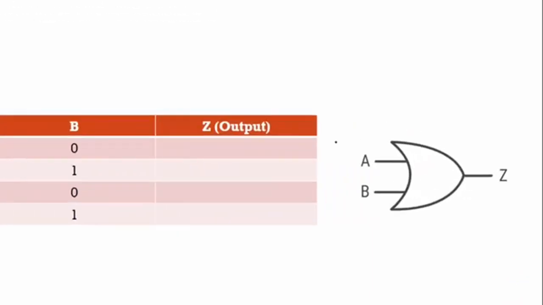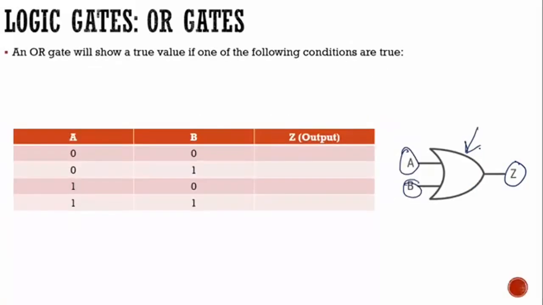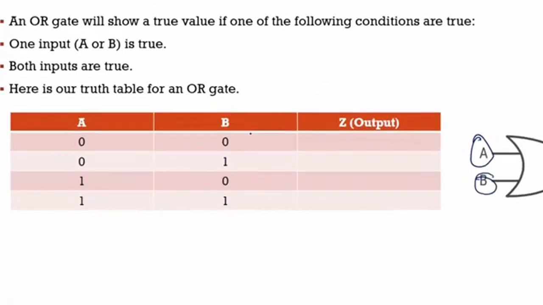Our next gate is the OR gate, and we see once again we have 2 inputs and we have an output. Our symbol is a little different. It doesn't look like a D, it looks more like a Star Trek symbol that's been turned sideways. So an OR gate will show a true value if one of the following conditions is true: if one input, A or B, is true, as long as one of them is true, or both inputs are true. Now you may be saying that's not what OR means. There's a different special type of gate where one or the other has to be true, which we're going to go over next actually. So here's our truth table for an OR gate.